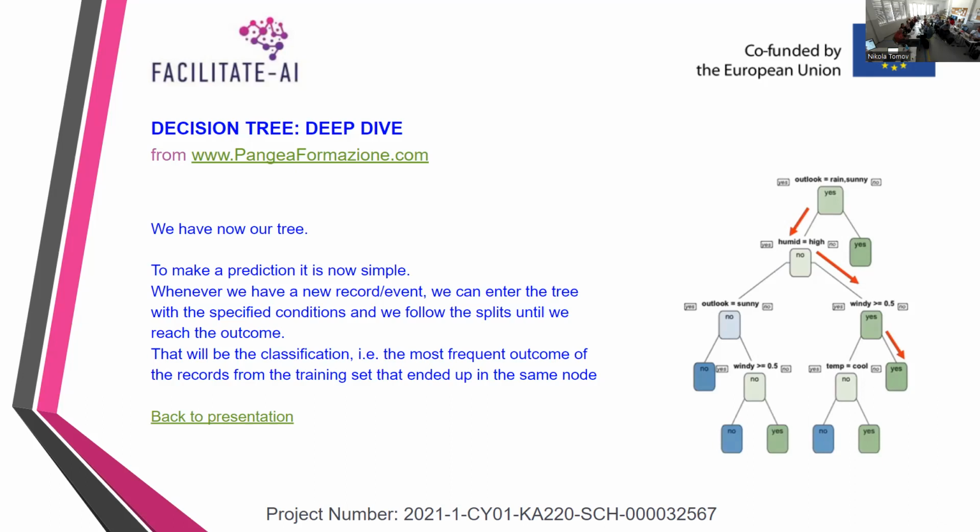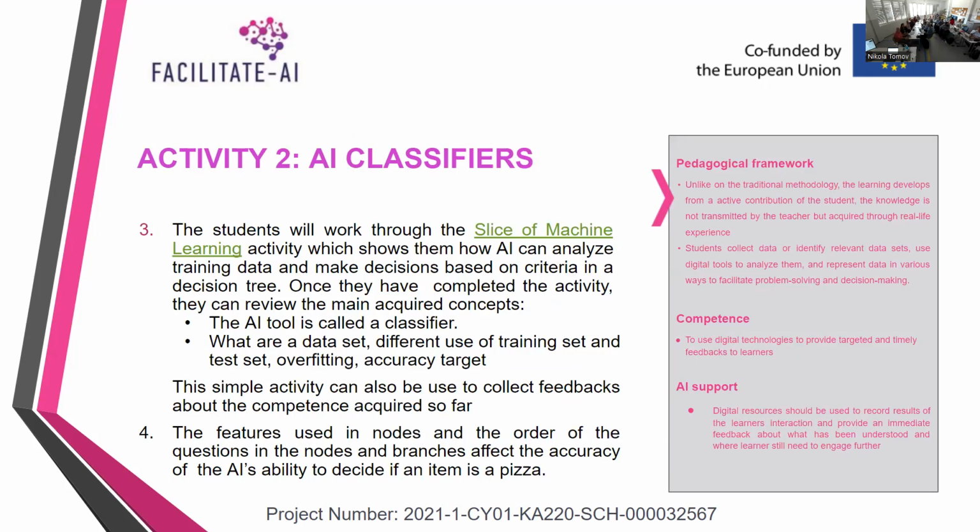So we have a new record, we can enter the tree with a specific condition, and we follow the split until we reach our outcome. And that is the classification, where the outcome of the record for the training set ends up in the same node. So this is the prediction path that we can do manually. After this example, they can work with the slice of machine learning.